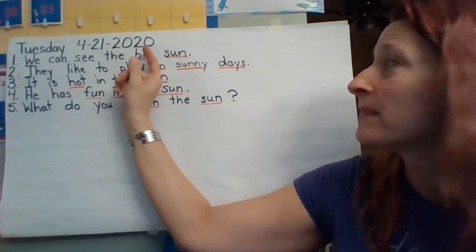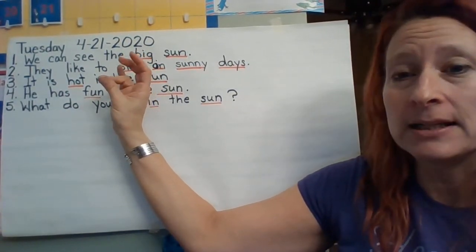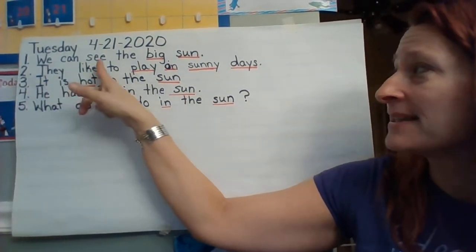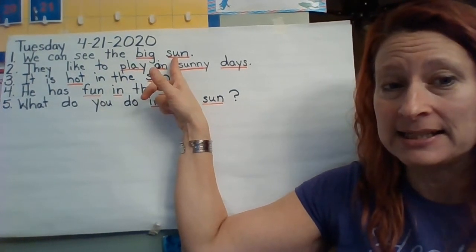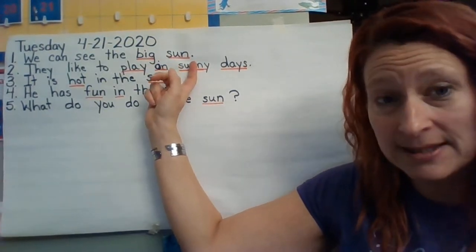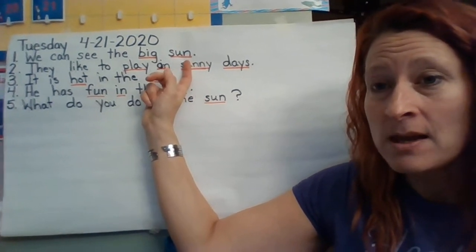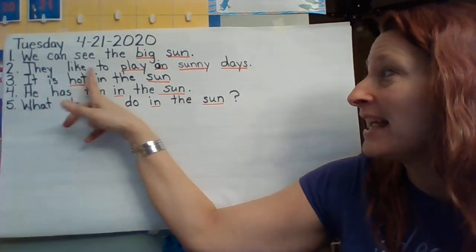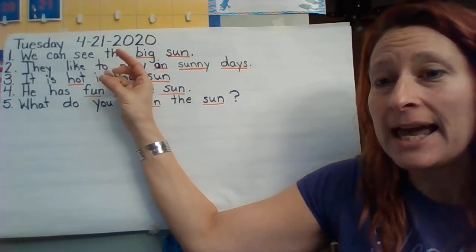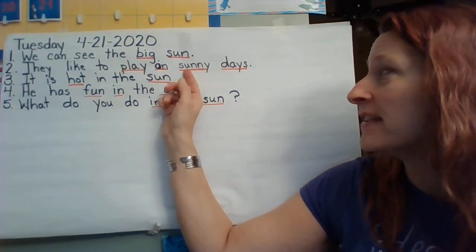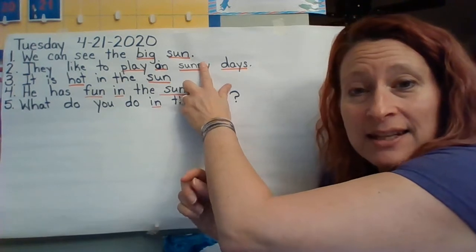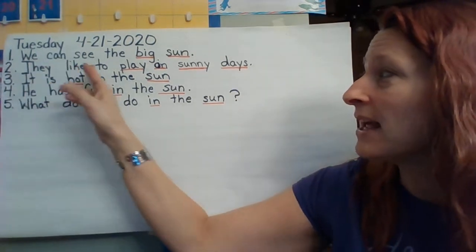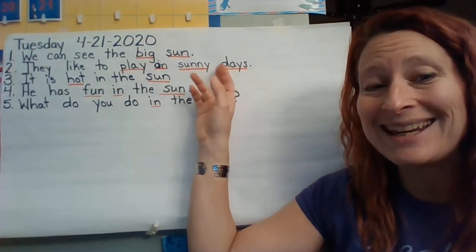So what can we see? Big, big, sun, sun. We can see the big sun. All right, and there's a period at the end because it's a statement and I'm just telling you something. All right, next one. It's our new one from last week. It's they. They like to play on, and this word is, if you look, sun, sunny days. Days. So they like to play on sunny days.